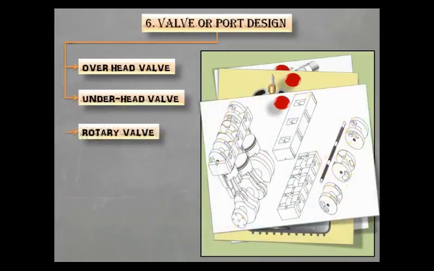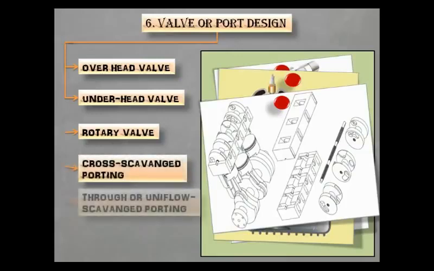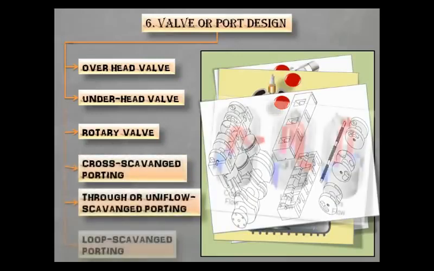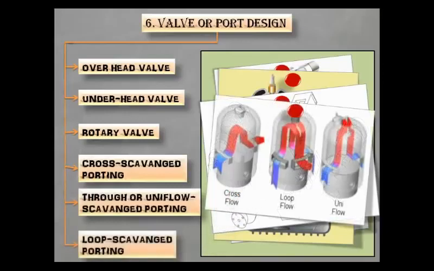Third is the rotary valve. A rotary valve is a type of valve in which the rotation of the passage or passages in a transverse plug regulates the flow of liquid or gas through the attached pipes. Other three types of valve or port design are cross scavenge, through or uniflow scavenge, and loop scavenge porting. These are used mainly in two-stroke internal combustion engine. As we can see from figure, the direction of flow after scavenge determines the type of porting.